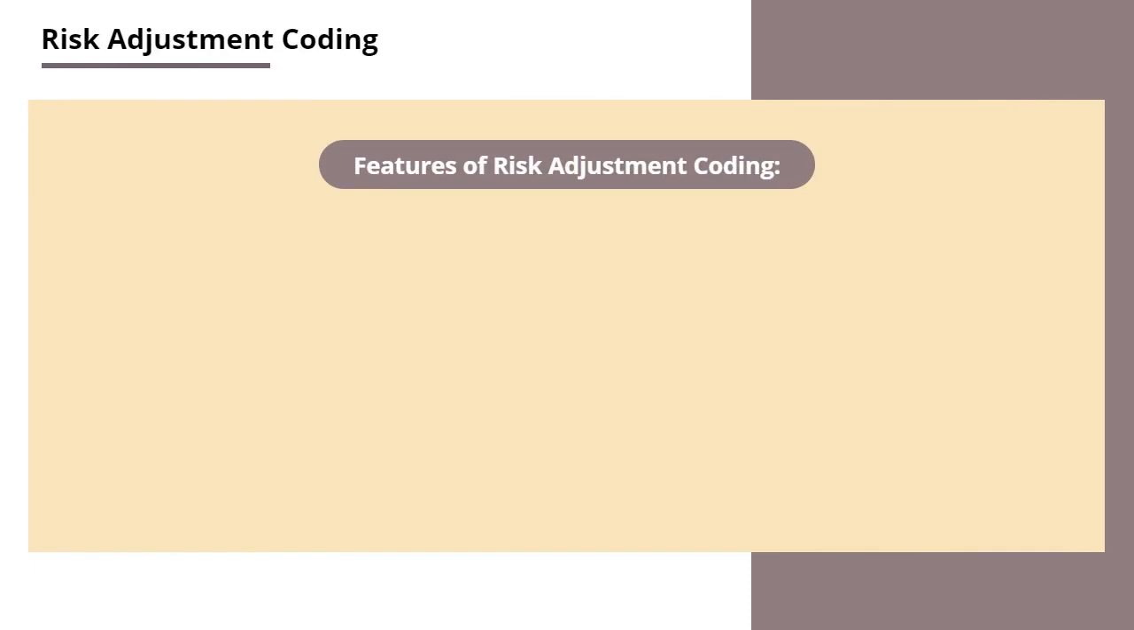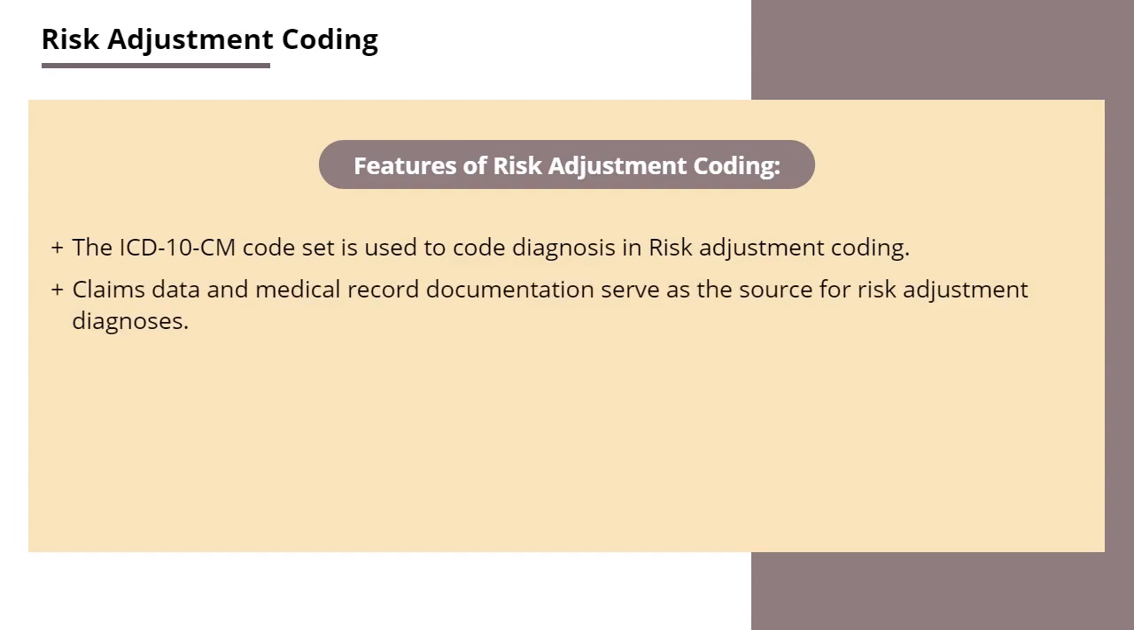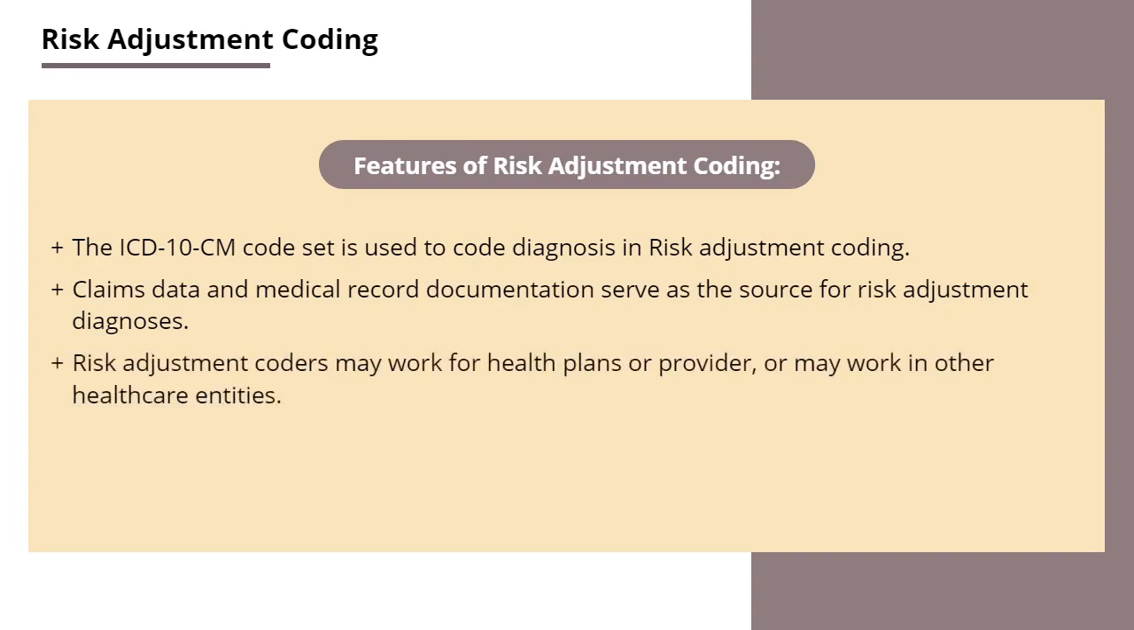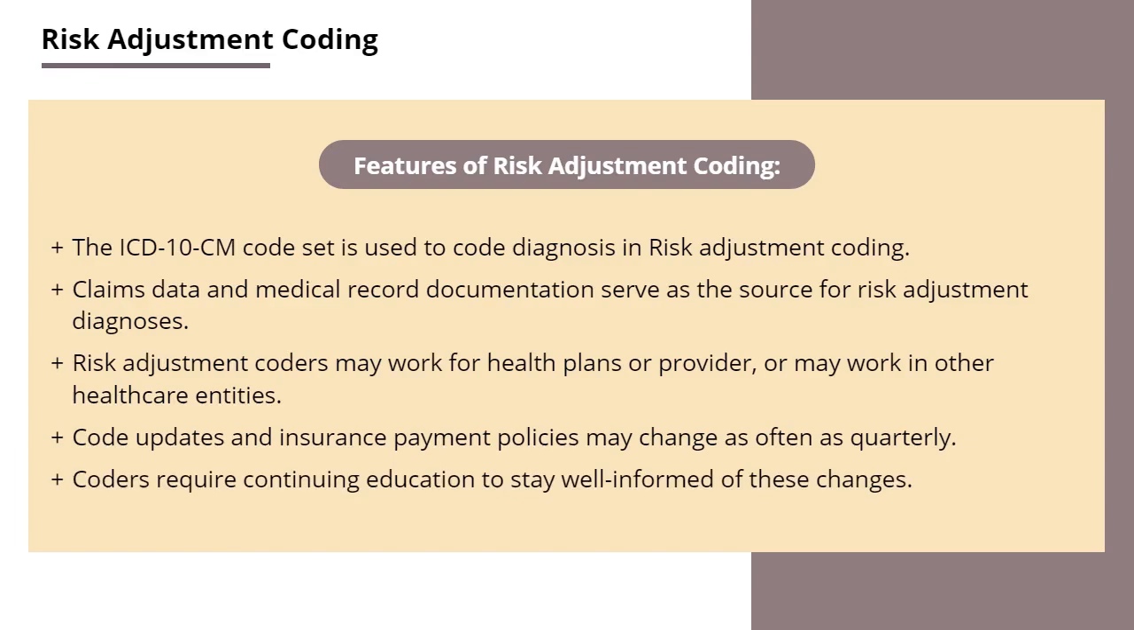Features of risk adjustment coding. Before we define the role of a risk adjustment coder, let's look at the features of risk adjustment coding. The ICD-10-CM code set is used to code diagnoses in risk adjustment coding. Claims data and medical record documentation serve as the source for risk adjustment diagnoses. Risk adjustment coders may work for health plans or providers, or may work in other healthcare entities. Regardless of the setting, code updates and insurance payment policies may change as often as quarterly. Coders require continuing education to stay well informed of these changes.